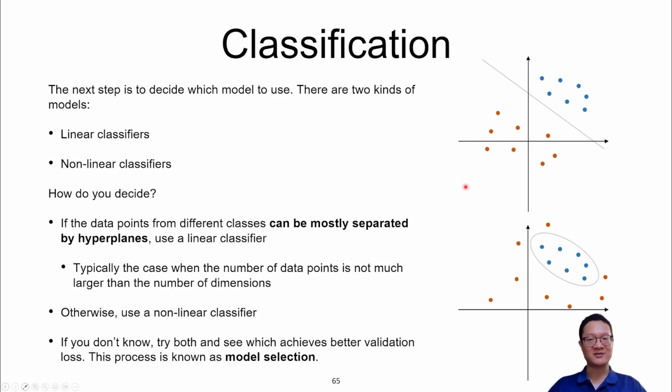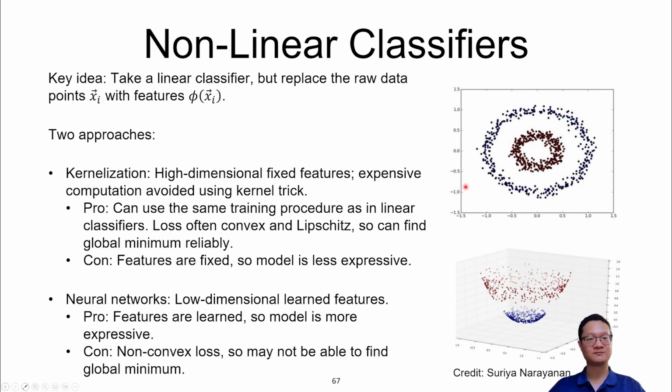So all of that was about linear classifiers. What about nonlinear classifiers? Of course, we should use these when the data cannot be separated by a linear hyperplane. We took the same idea from regression, where we replace each data point x with a feature of the data point. And with SVMs, we talked about kernelization, using the kernel trick to avoid expensive computations.